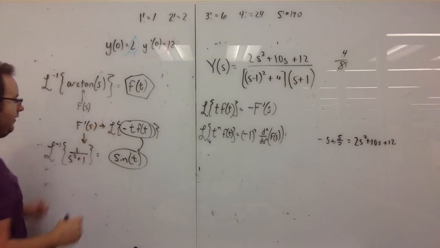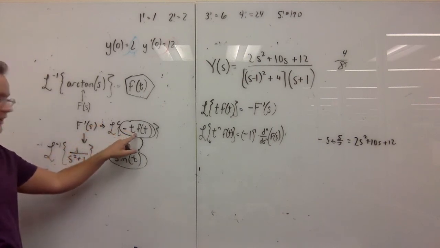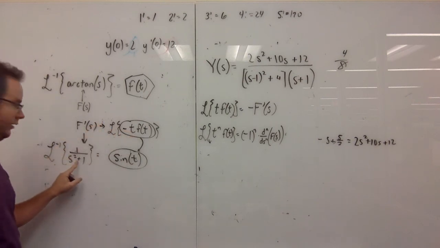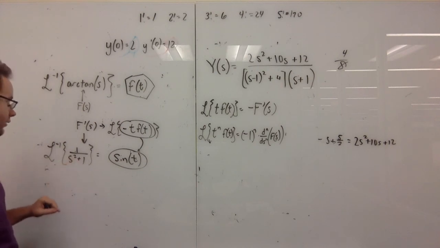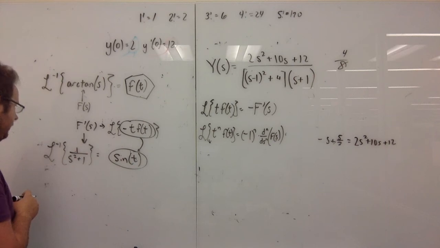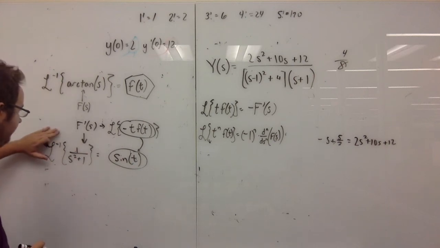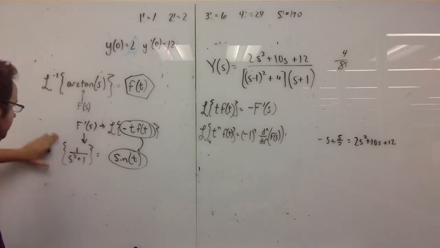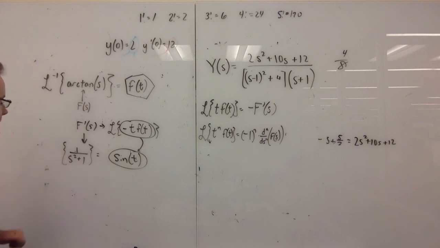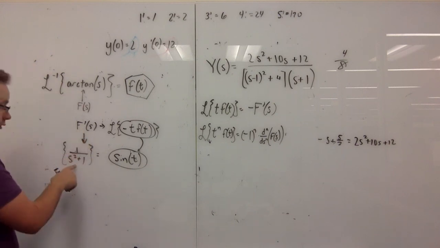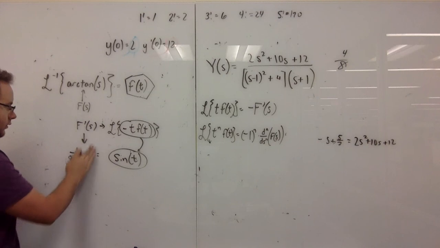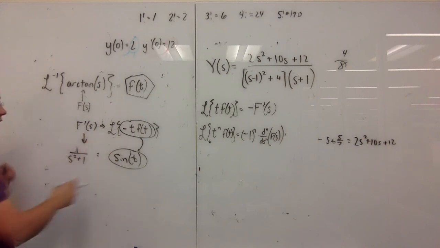Basically saying f prime of s is two different things. It's negative t f of t, and it's 1 over s squared, or the Laplace inverse of 1 over s squared. Yeah, this is a little confusing. I'll say this. So F prime of s is equal to 1 over s squared plus 1. It's also equal to the Laplace transform of negative t f of t.